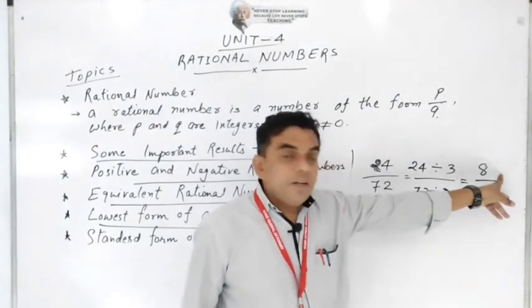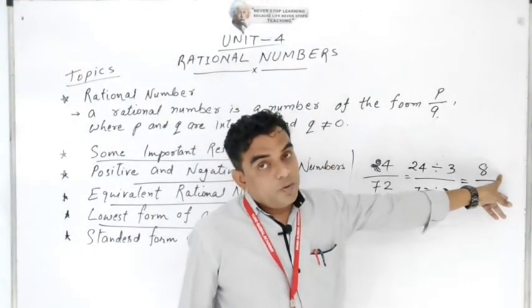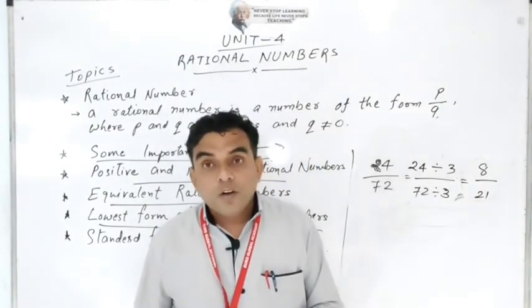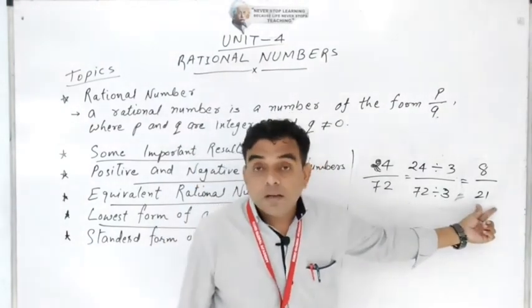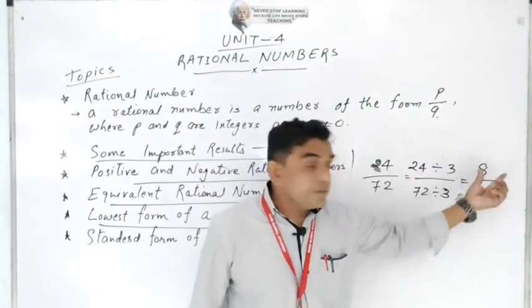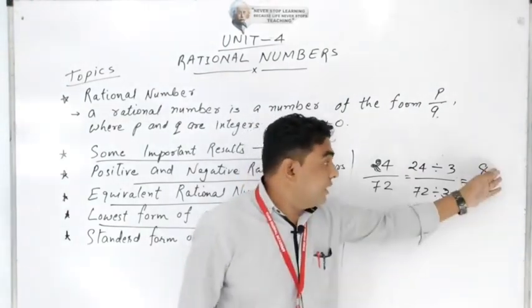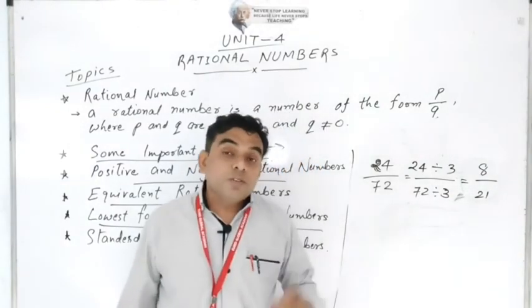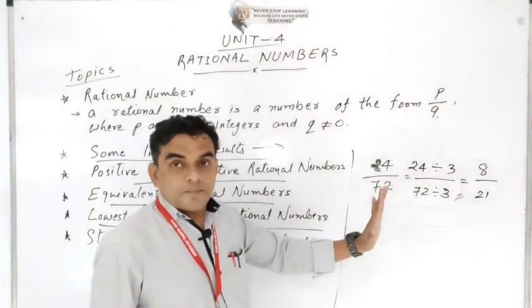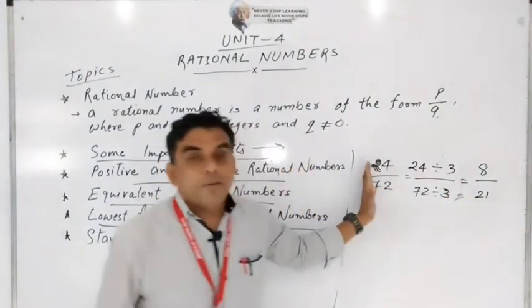Do both come in one table? No. That means here you can divide 8 by 2, it is 4. But 21 by 2 is not possible. If you divide 21 by 3 it is possible, but 8 by 3 is not possible, because this is an even number and this is an odd number. So students, you are not able to do that. So we can stop here. This is the lowest form of 24 by 72.